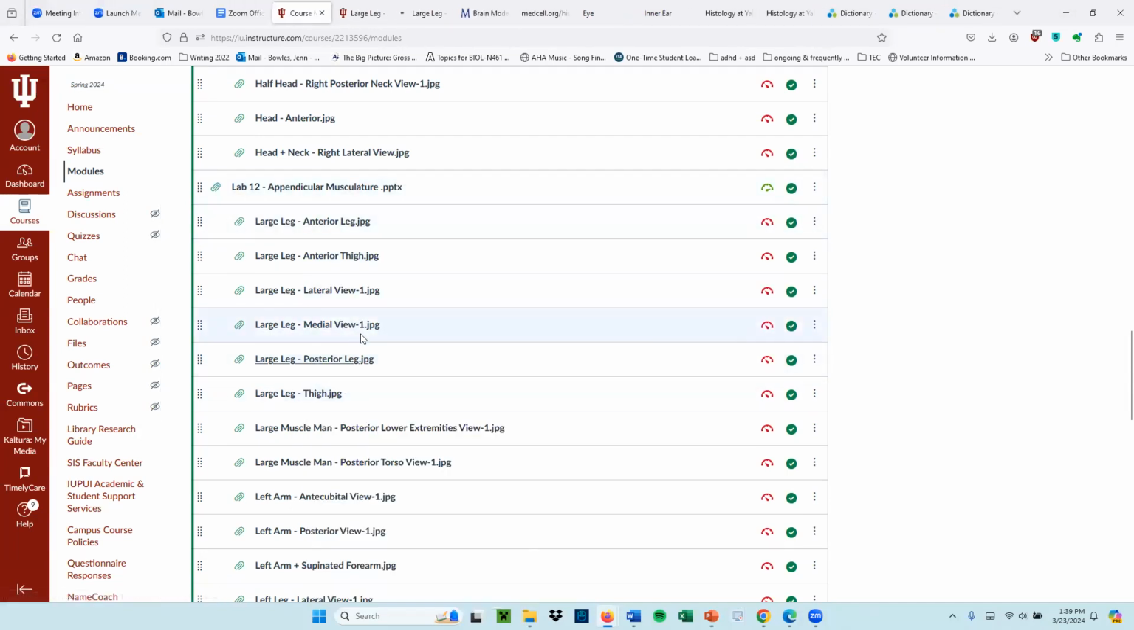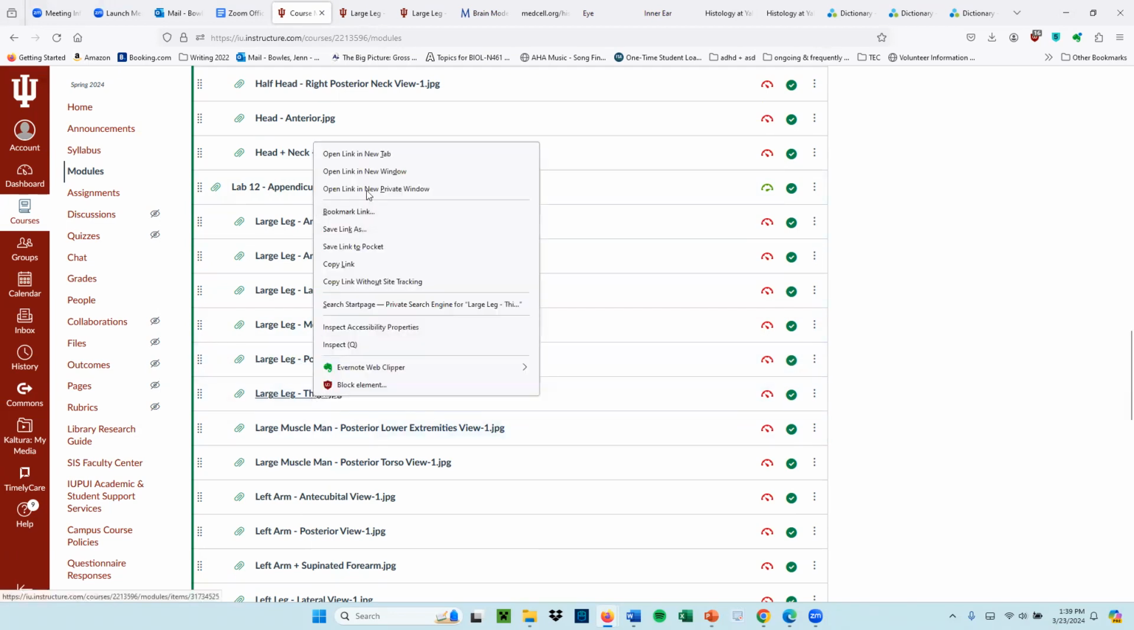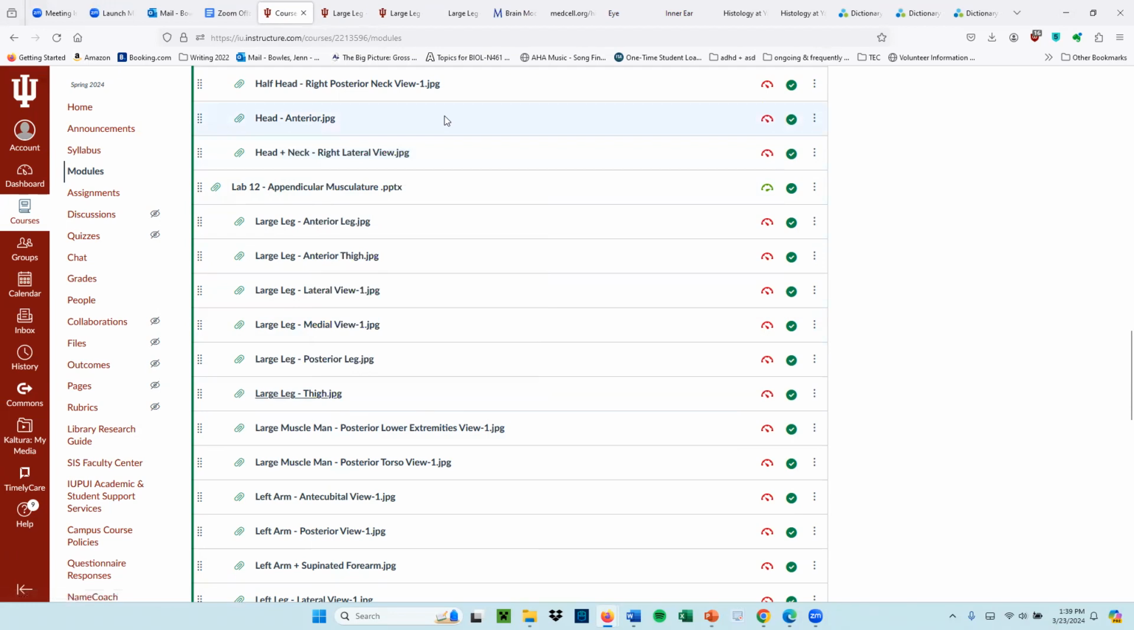This is where we get into compartments. The arm, forearm, thigh, and leg all have muscle compartments that share common actions. So again, if you're making flashcards, it would be a really good idea to make a flashcard for each muscular compartment.